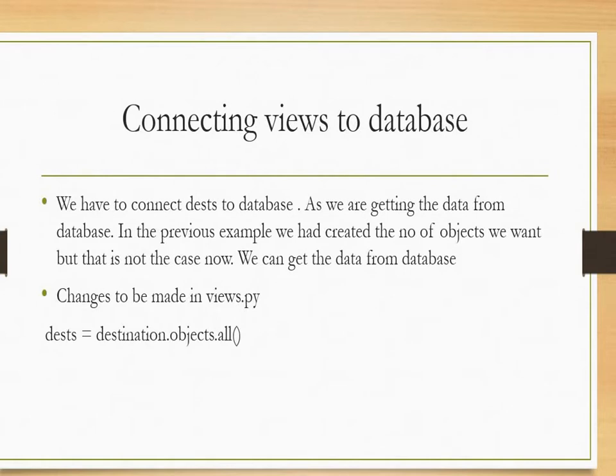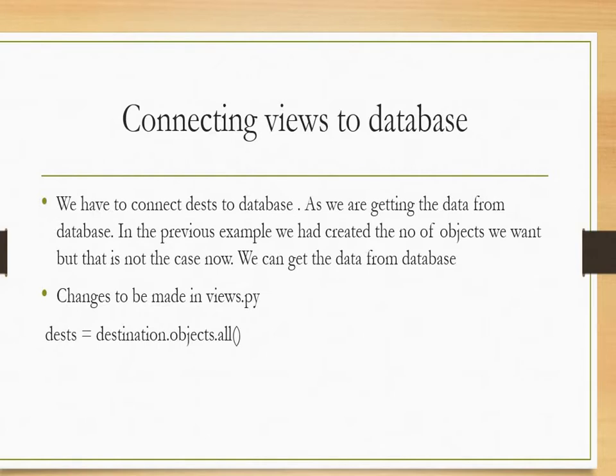Once this is done, we have to connect this to the database as we are getting data from the database. In the previous example, we created the number of objects we wanted, but that is not the case now. We can get the data from the database. In the previous example, we created dash1, dash2, dash3, dash4, but here I am getting the data from the database. That is, I am calling destination.objects.all. Objects.all will take all the objects present in that destination.